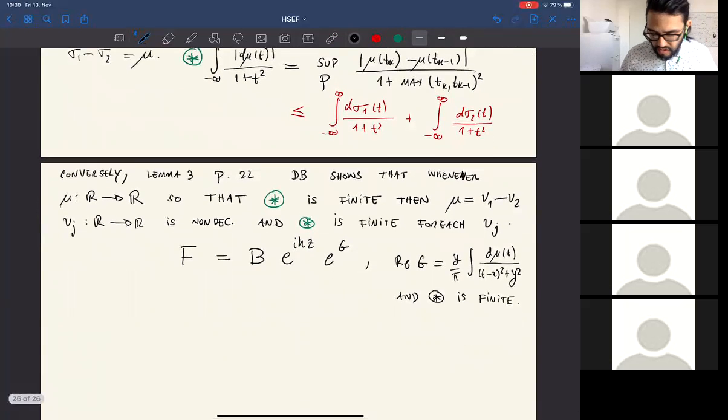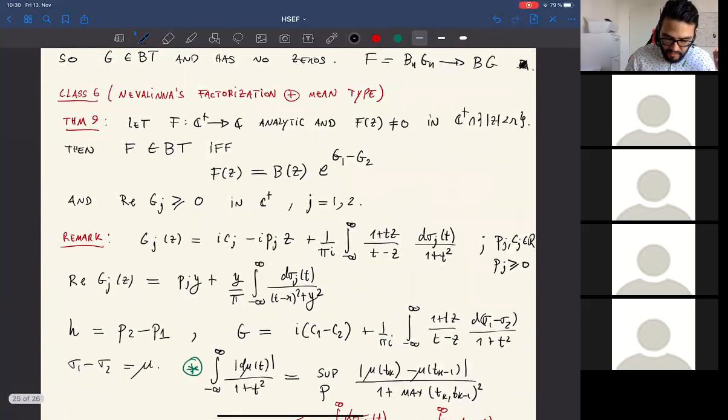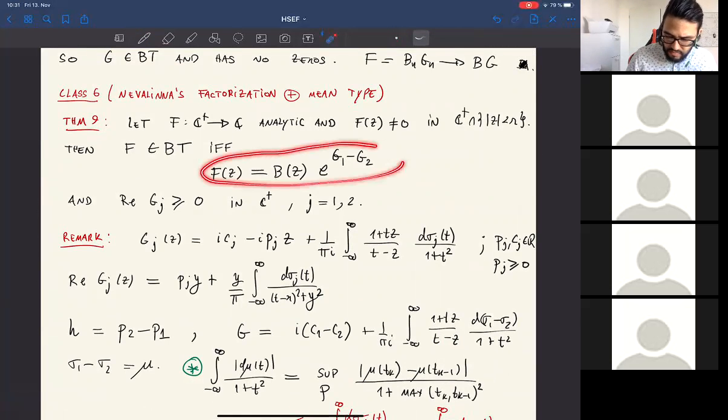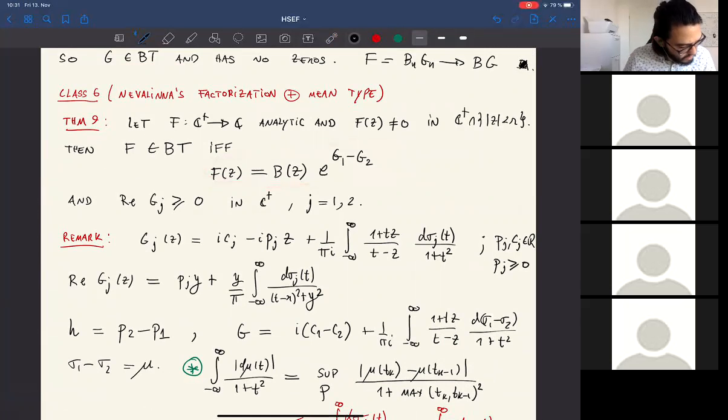Okay, so that's the way he writes it. And because of that, he needs this lemma 3, which I won't show. You could go in the book and read it. The way I'm going to prove theorem 8, the way I write here, is much simpler and direct.